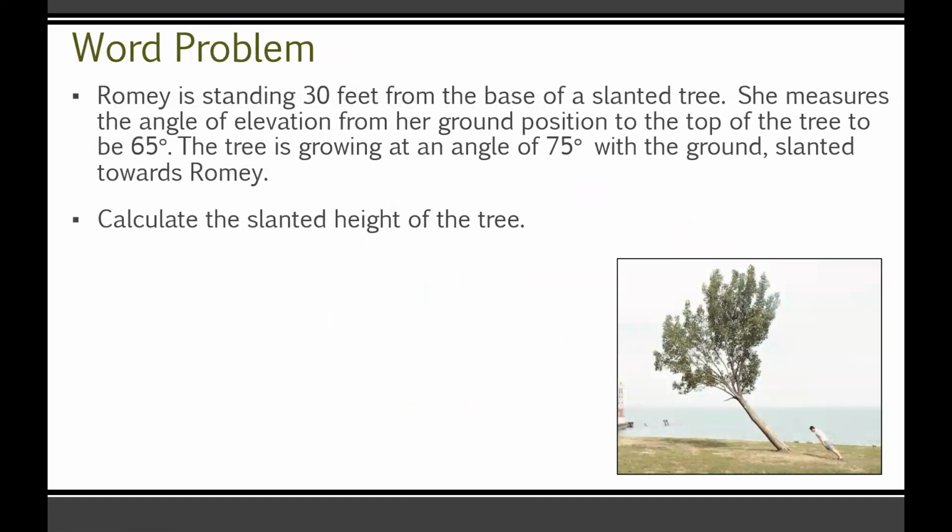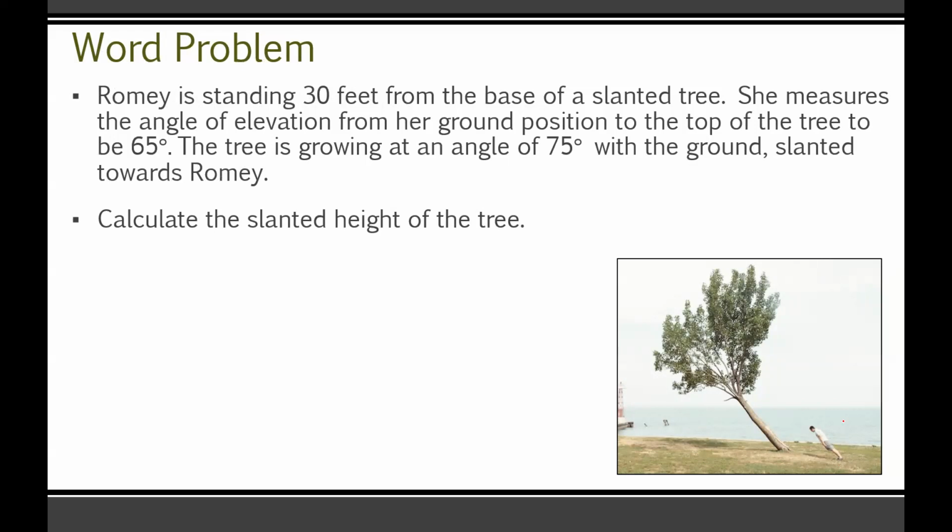It's a word problem. Romy is standing 30 feet from the base of a slanted tree. She measures the angle of elevation from her ground position to the top of the tree to be 65 degrees. So between the ground and her line of sight to the top of the tree, it's an angle of 65 degrees. The tree is growing at an angle of 75 degrees with the ground, slanted towards Romy. Calculate the slanted height of the tree.